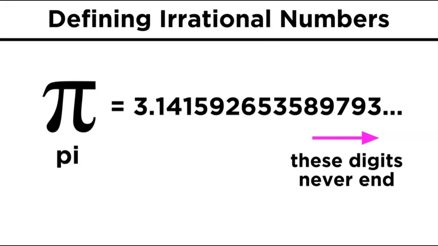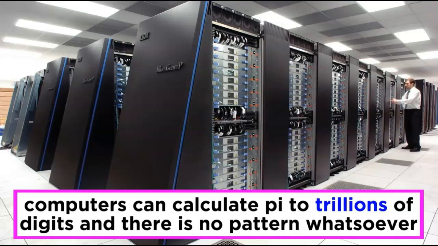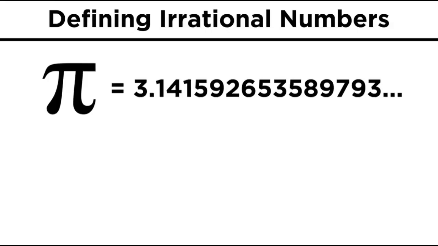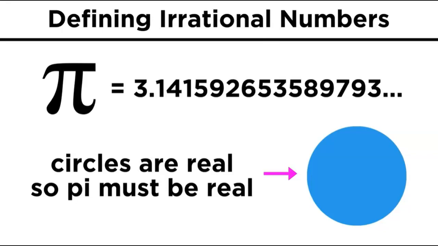And it's not for lack of trying. Mathematicians have checked. With computers, we can calculate pi out to literally trillions of decimal places, and the numbers are random throughout. Once again, even though pi is irrational, it is a real number because circles are real, and all circles have a circumference. But we will get to triangles and circles when we start looking at geometry right after this.